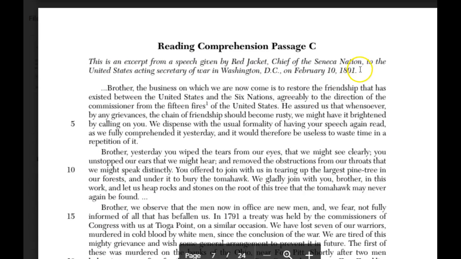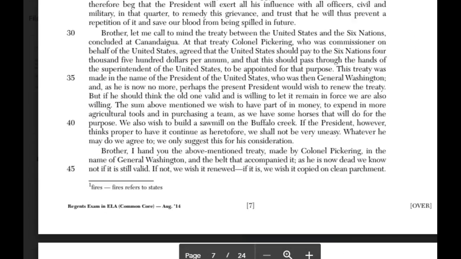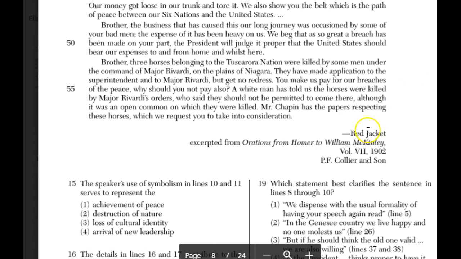So here is an example you can see from the exam at the very beginning here. It tells you that this is a speech by the chief of the Seneca Nation. So a Native American chief is giving this speech to the United States Secretary of War in 1801. So that is going to set you in the context of the passage, give you some useful information. And then you can just see Red Jacket, that's Chief Red Jacket, is the person who gave the speech. And this was the book that it was in that was published in 1902.